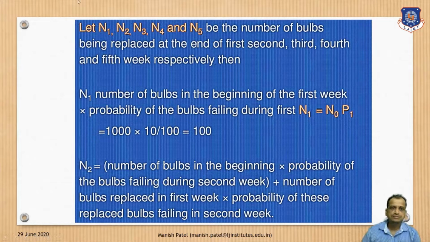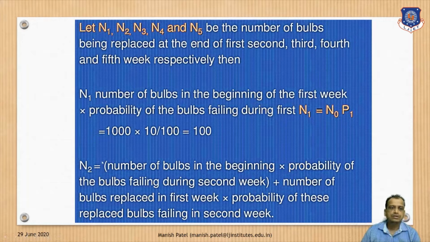What do you mean by that? It means that N1 is nothing but N0 P1. What is N0? At the starting of the week, the installed capacity was 1000 bulbs. What is P1 here? P1 is 0.1, right? So when you multiply both of them, you will get 100. Clear? Understood? So that is nothing but the number of bulbs failing in the first week.